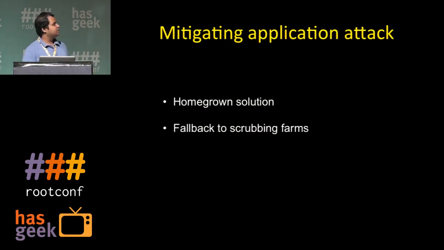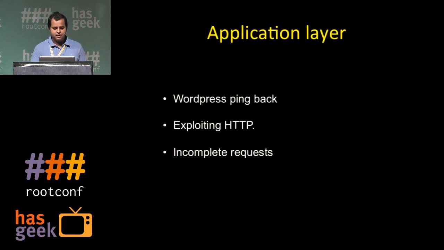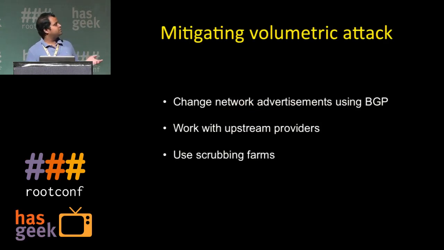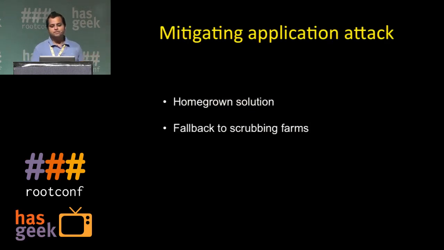application layer attack. So for this, we have two solutions. One is a homegrown solution. I'll talk about it more in detail. And the other is, again, falling back to the scrubbing farm. The homegrown solution that we have is, again, limited by the amount of bandwidth that we have. We can handle up to median levels of attacks, or like I talked about, the incomplete request attack. These kinds of attacks can be mitigated by us because they don't require a lot of bandwidth. So wherever bandwidth comes into play, we have to fall back to scrubbing farms.